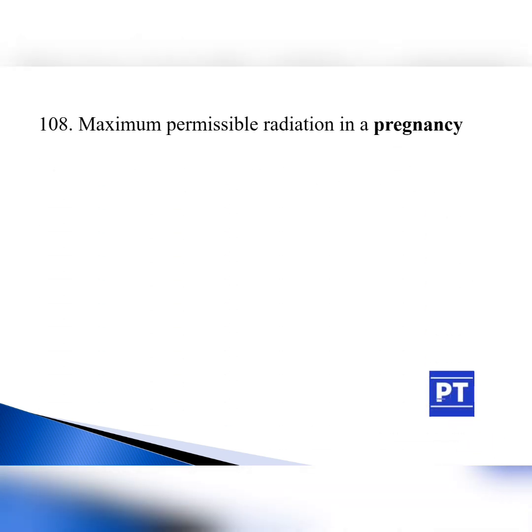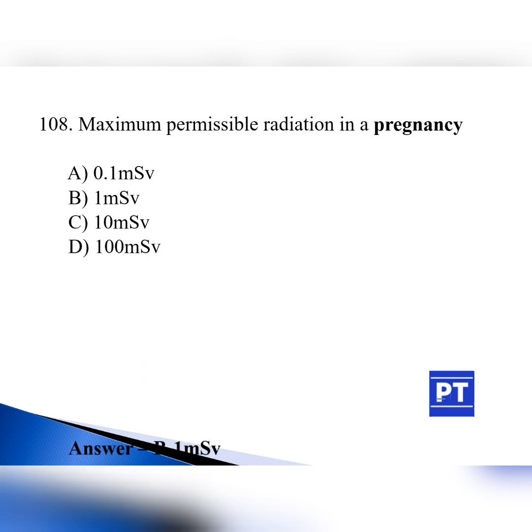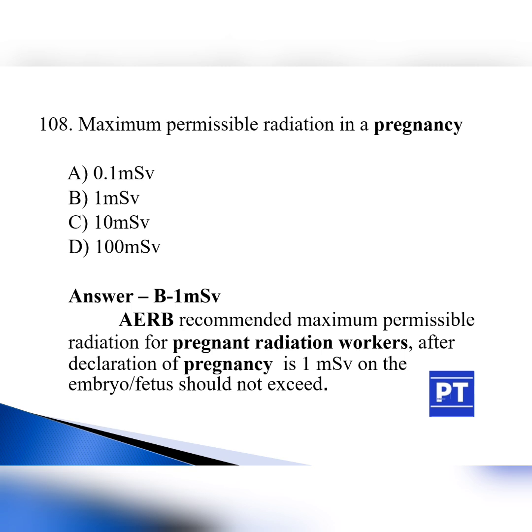Question number 108. Maximum permissible radiation in pregnancy: option A, 0.1 millisievert; option B, 1 millisievert; option C, 10 millisievert; option D, 100 millisievert. The answer is option B, 1 millisievert. AERB recommends a maximum permissible radiation of 1 millisievert for a pregnant radiation worker after declaration of pregnancy. So the fetus or embryo should not receive more than 1 millisievert.